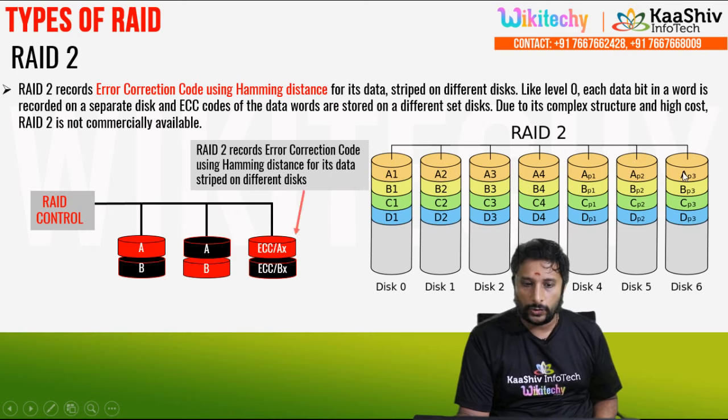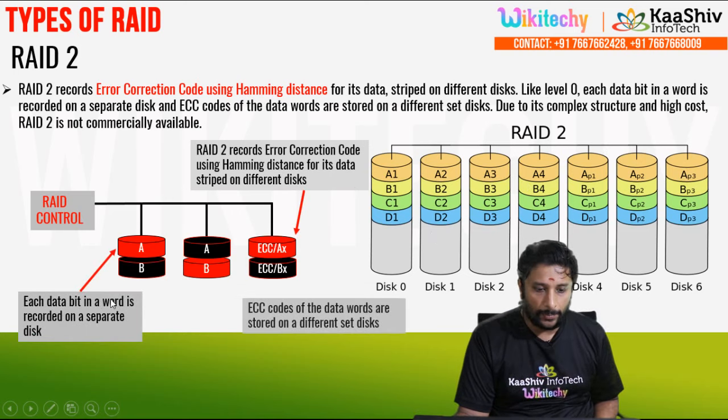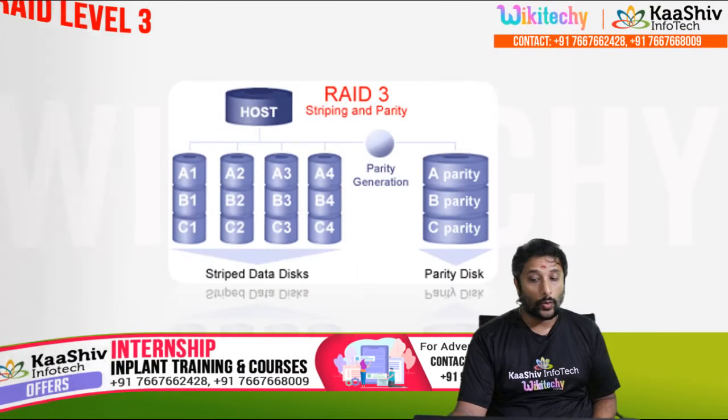For P2, you got a parity disk. So this is how it will be. This is the one: each data bit in a word is recorded on a separate disk. And that is the error code for this one. This is your RAID 2.